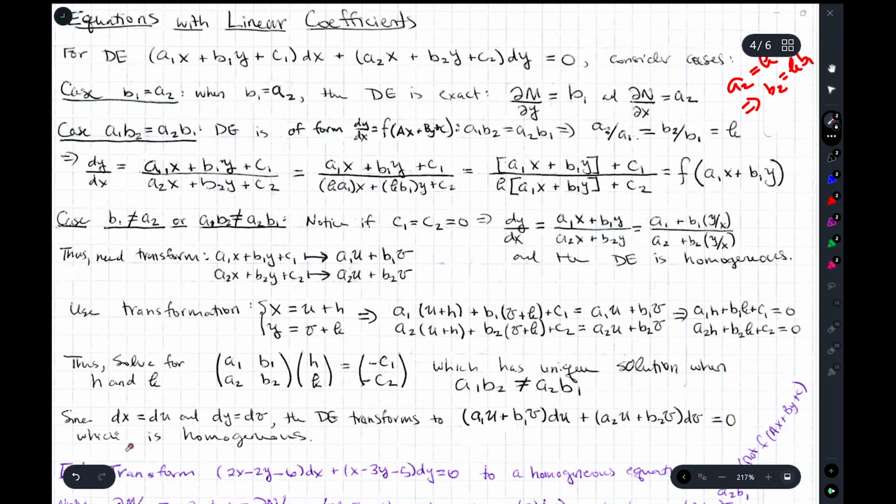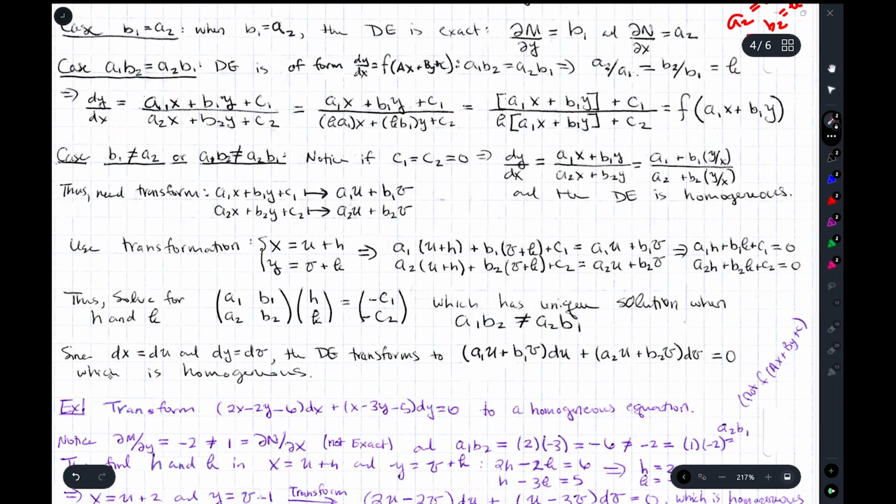So now we would solve for h and k. Would invert this matrix, or you don't have to invert the matrix. You could just solve a system of equations. You plug one, you solve for one, you plug it into the other, and then you just solve in that long way. And notice here that dx equals du, you just take the derivative. This is a constant. H and k are constants.